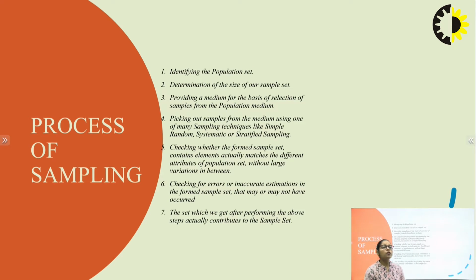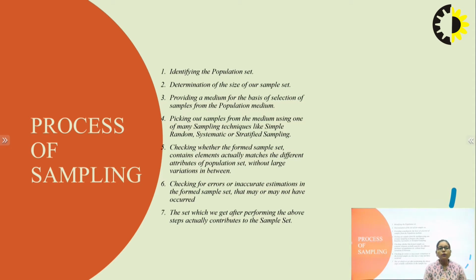Now, what is the process of sampling? First, we need to identify the population set, which type of data is present in the population set. Secondly, determine the size of our sample set, that is, which size of data we need. Then we provide a basis for the selection of samples from the population. Basically, we know on which criteria we are selecting our data from the population, because we need to satisfy some conditions to collect the data for selecting the samples.